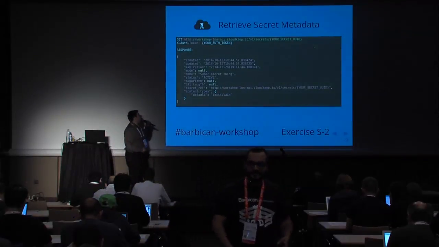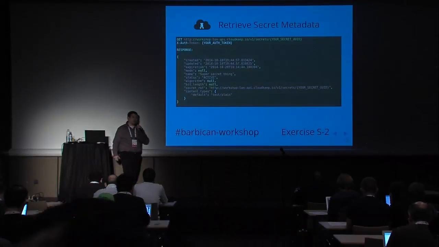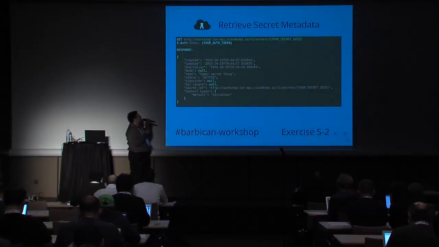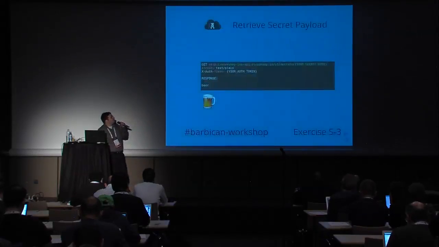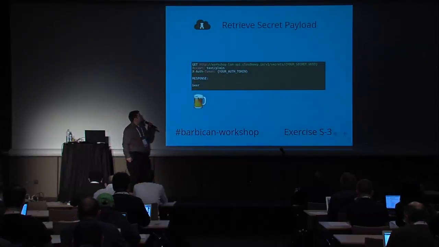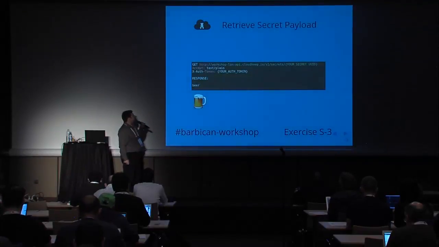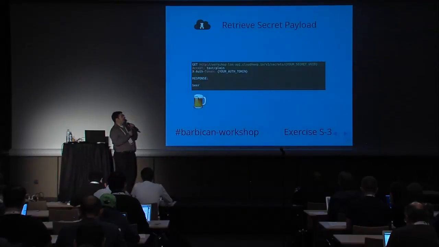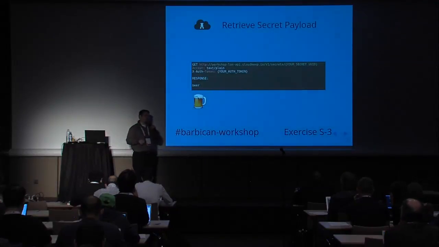Now that we've retrieved the secret metadata and verified that what we created is actually stored, let's retrieve the payload. In this case, you do the exact same get on here. The only thing that's different from the last call is we tell Barbican that we want to accept the content type that we specified when we created the secret. In this case, it was text plain.